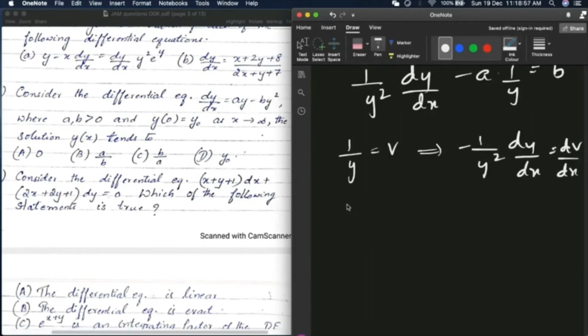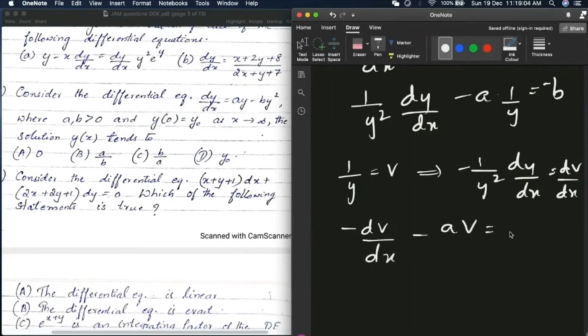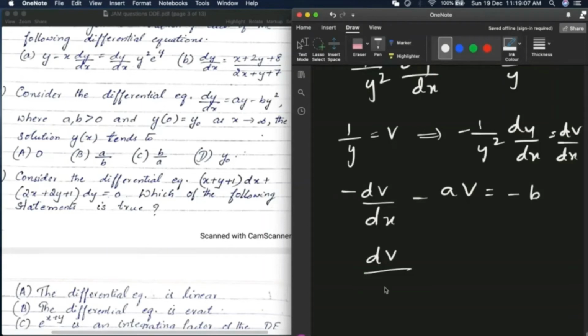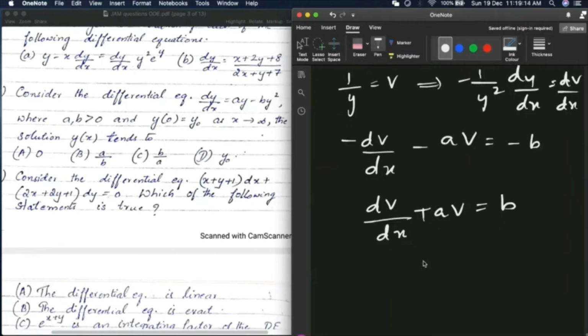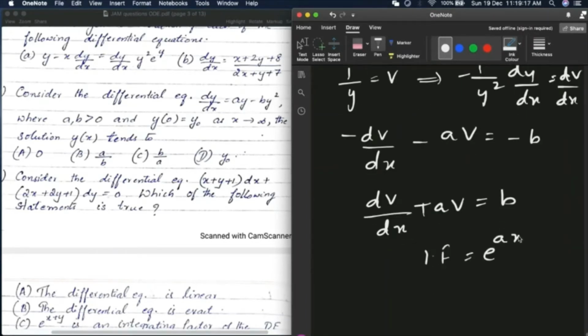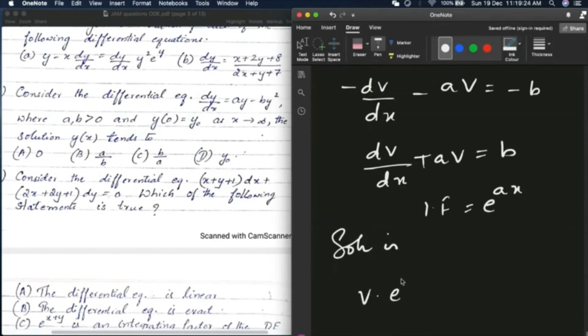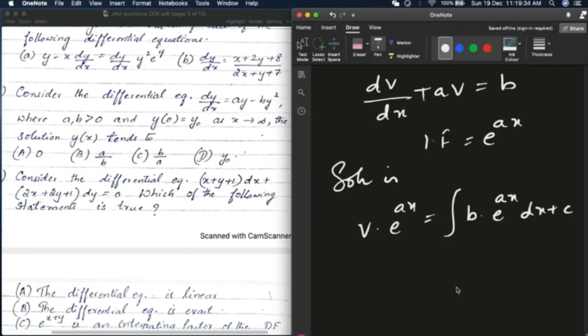So this becomes, this is now linear: dv by dx plus av is equal to b. So your integrating factor is equal to e raised to ax. So your solution is b into e raised to ax is equal to integral b into e raised to ax dx plus c. So this is nothing but b by a e raised to ax plus c. You are given y of 0 is equal to y naught, some constant y naught.